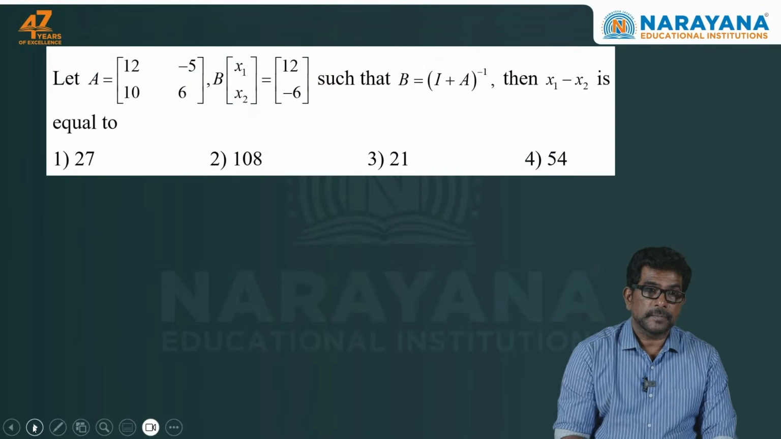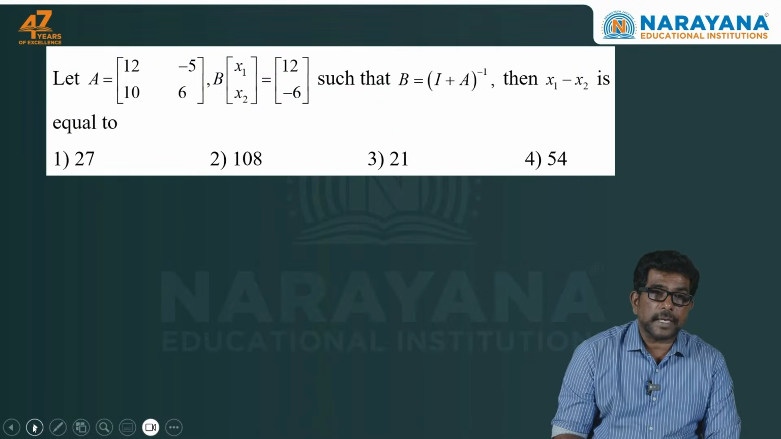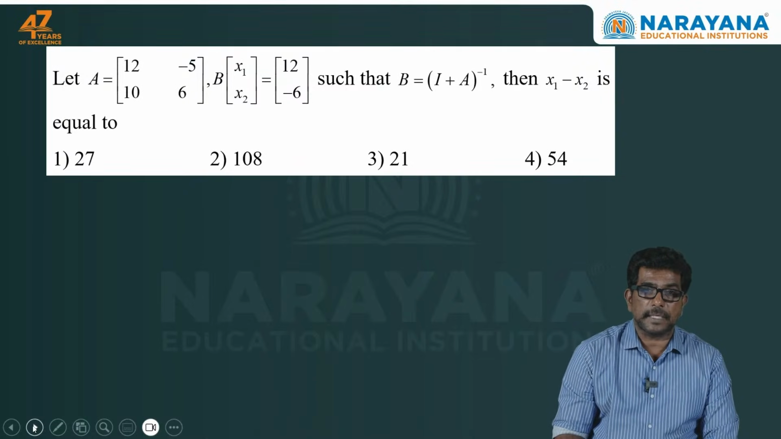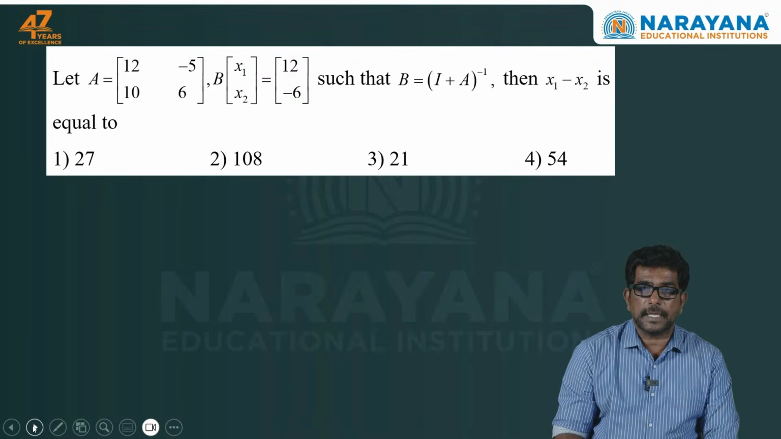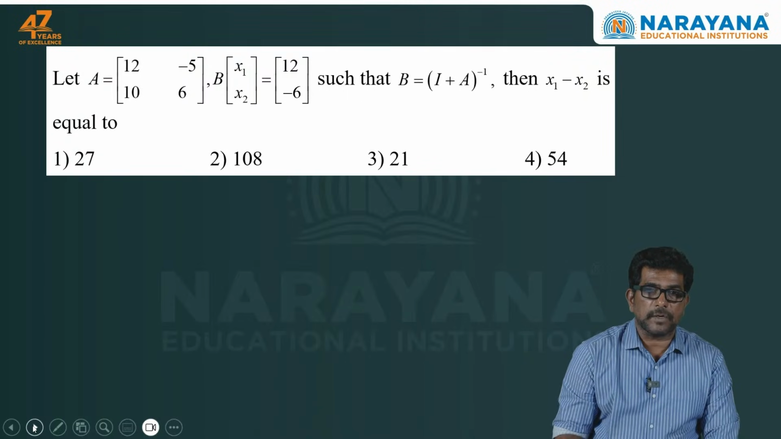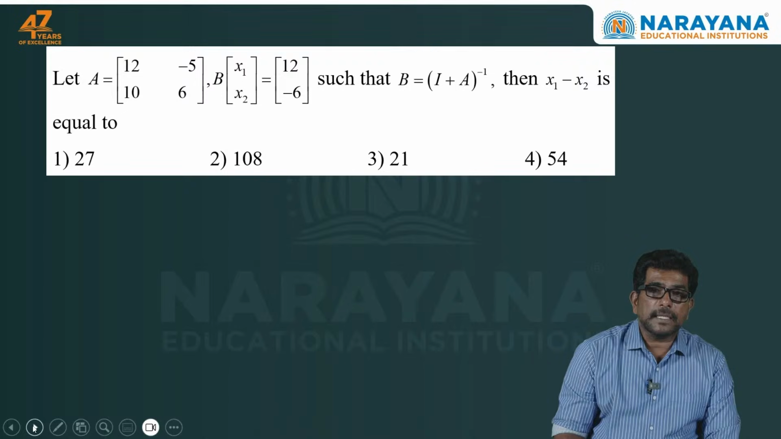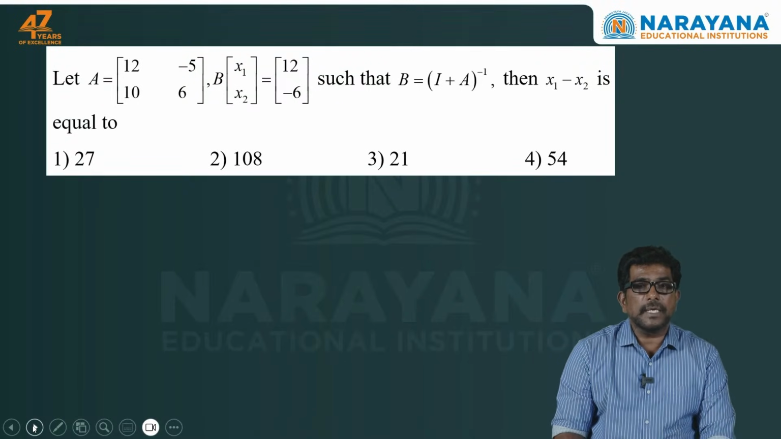Next one. Let A be the matrix [12, -5; 10, 6], and B times the matrix [x1; x2] is equal to [12; -6], such that B is equal to (I plus A) whole inverse. Then x1 minus x2 is equal to, they are asking. The problem is related to matrices. It is a second order matrix equation, and it involves the inverse matrix also.